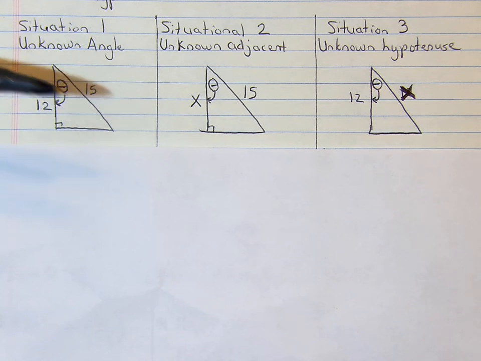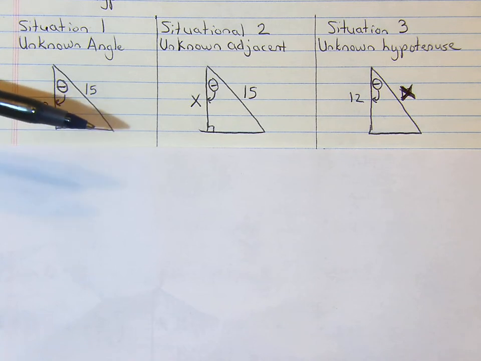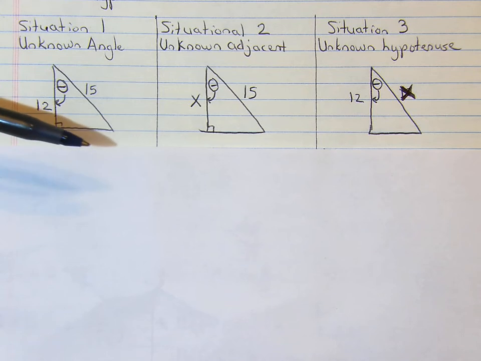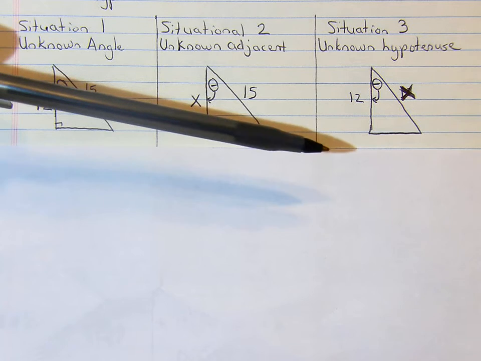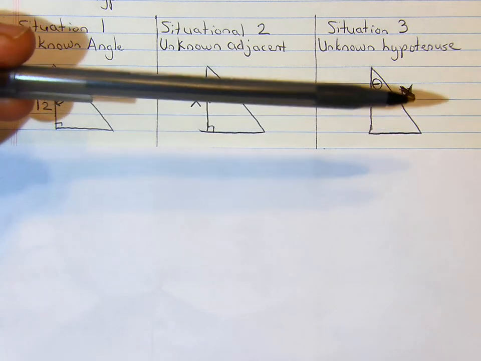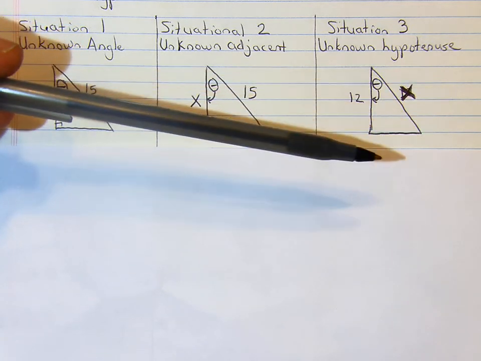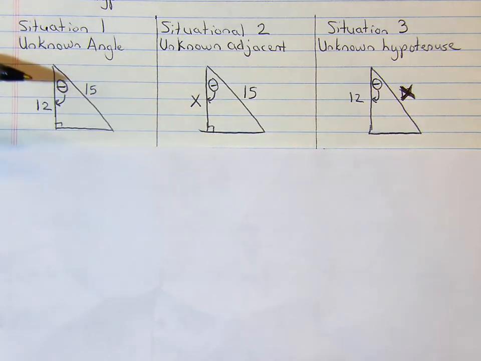And it doesn't matter if that's up here for the angle and adjacent, or if your angle's down here and your adjacent's this length. As long as you have your angle and an unknown adjacent, or angle and unknown hypotenuse, these formulas would be exactly the same. So it's based off what do you know and what don't you know.